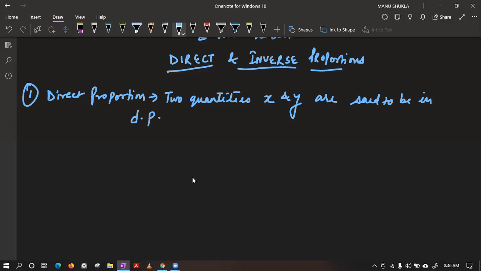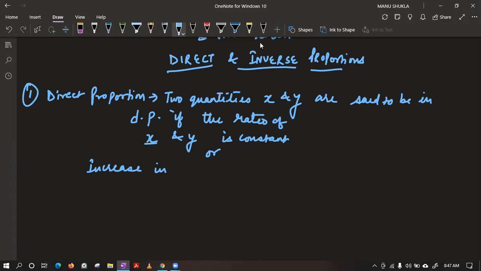I'm just writing the short form. If the ratio of x and y is constant, or you can say increase in x causes increase in y also, and vice versa. So whether you increase x, y will increase. If you increase y, x will increase. So that is the direct proportion theorem.